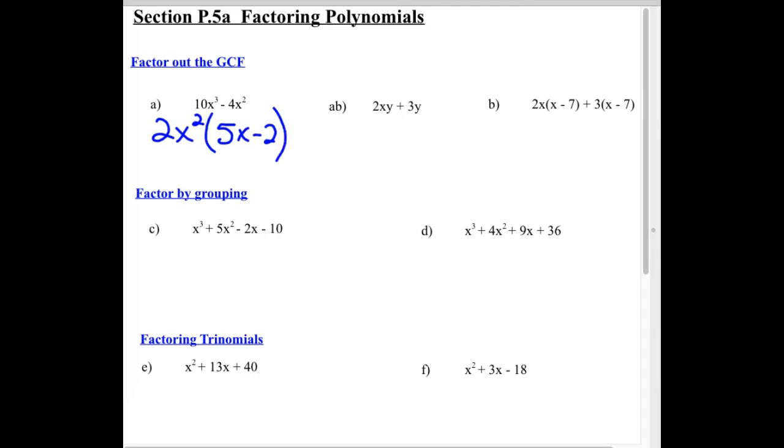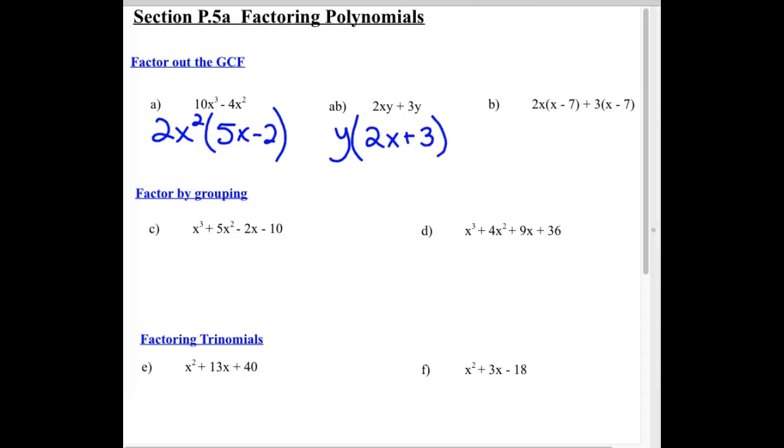Our second example here has more variables. Again, we look to see if there's any common factors in a 2 and a 3, and we don't have anything. One of our terms has an x, the other doesn't, but they do both have a y. So that's what we can factor out as our common factor. And if we divide both terms by y, we have a 2x plus 3 left over.